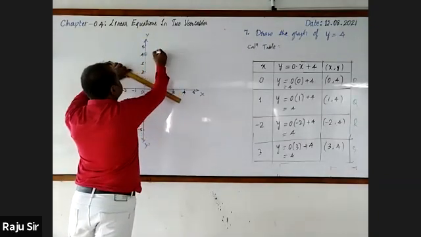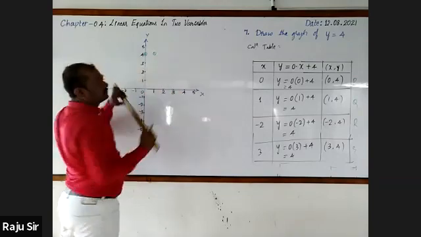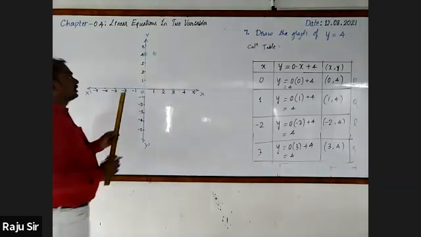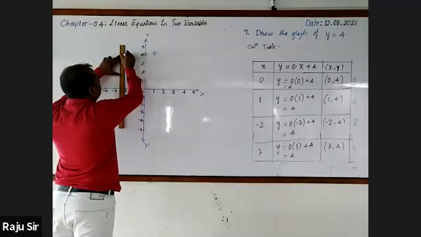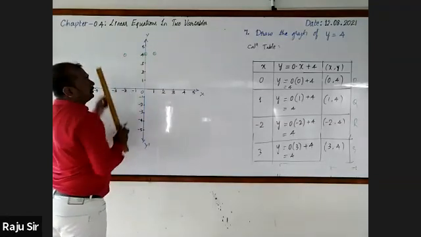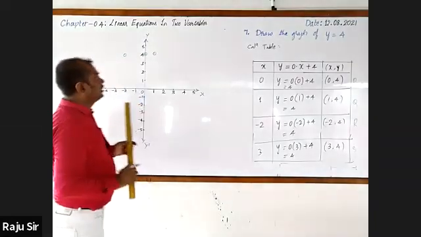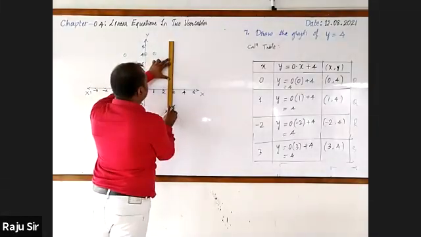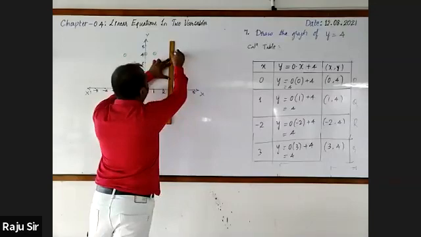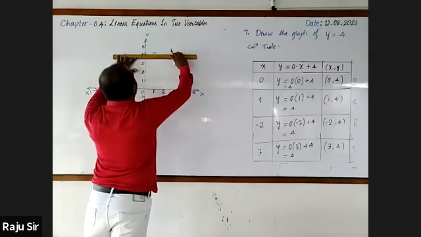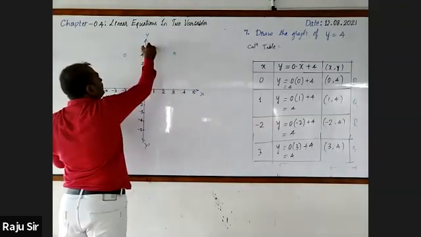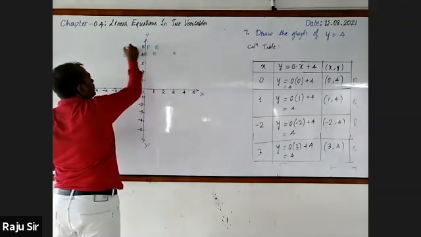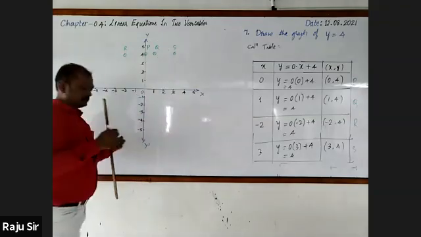Second quadrant? Yes, first quadrant. Then (3, 4), first quadrant. First quadrant, sir. It is P, this is Q, and R. Yes.